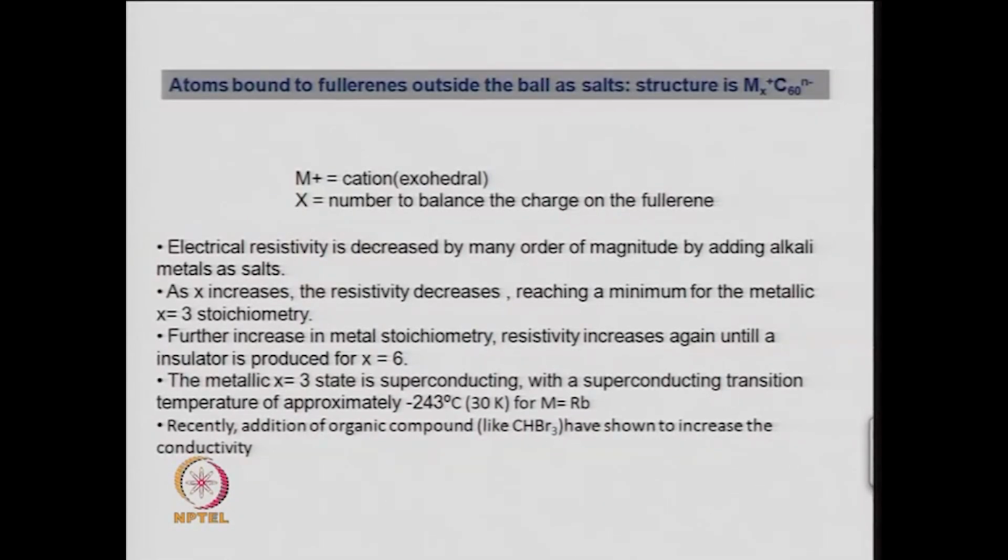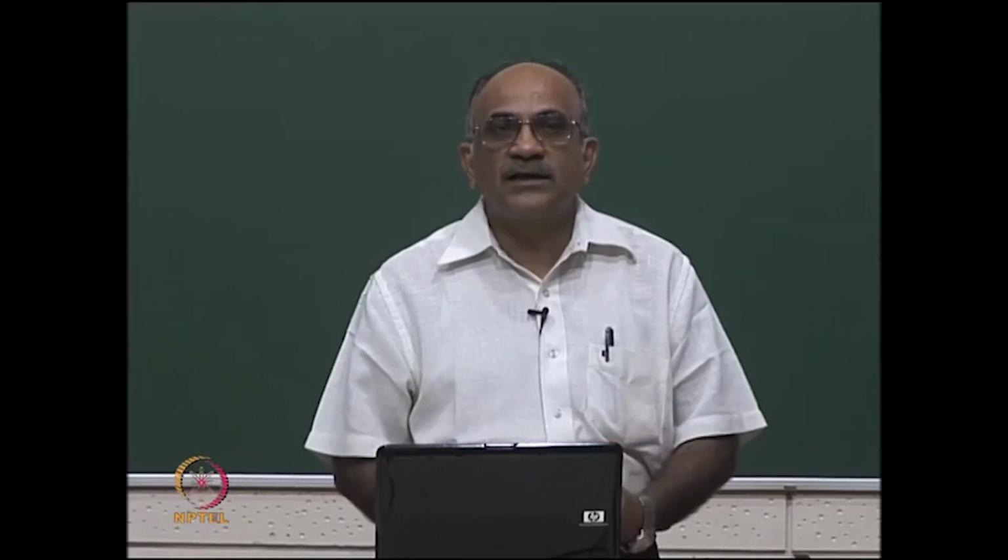Now, you can also have atoms bound to fullerenes as salts. For example, you can have a salt where you have a positive metal and a negative anionic C60. When you have an anionic C60, it is called a fulleride. If it is neutral, say a C60 molecule, then we call it a fullerene. When you have an anionic C60, then we call it a fulleride. So, this metal cation is like a typical cation that you study in chemistry. Cations are formed from elements which donate electrons easily.